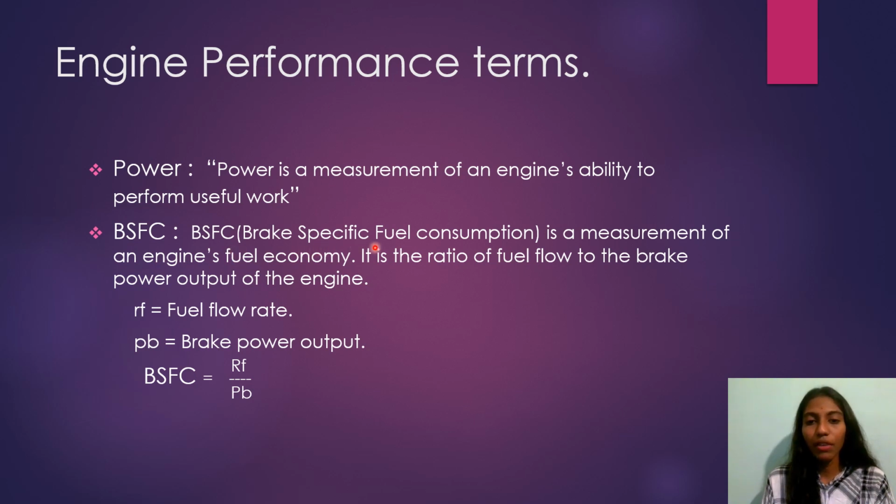BSFC means brake specific fuel consumption, is a measurement of an engine's fuel economy, and we can also define it by the ratio of fuel flow to the brake power output of the engine. Now, BSFC can be written as the ratio of RF by PB. RF means fuel flow rate, how much fuel we are giving to the engine, divided by PB. PB means brake power output. BSFC can be defined as RF by PB. These are the engine's performance terms used in this topic.